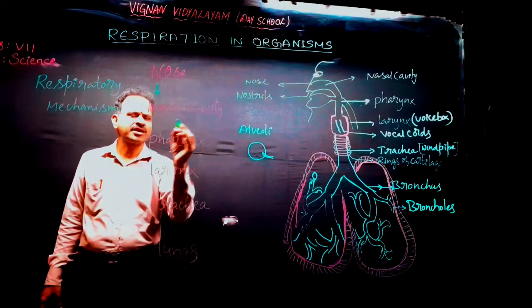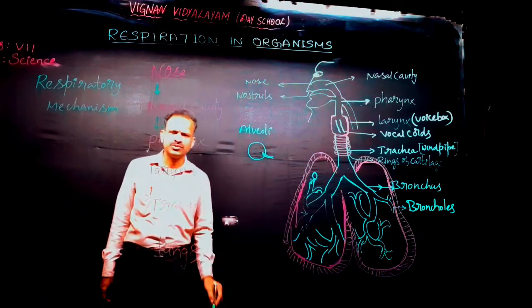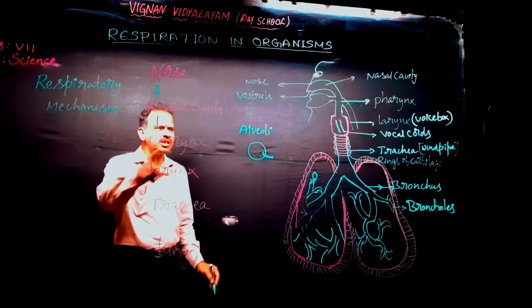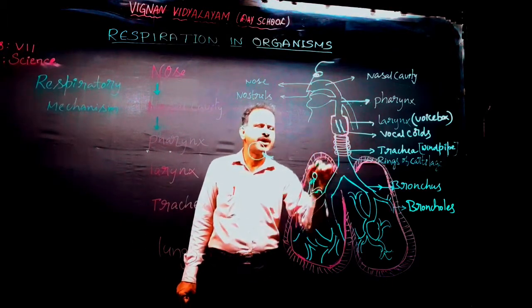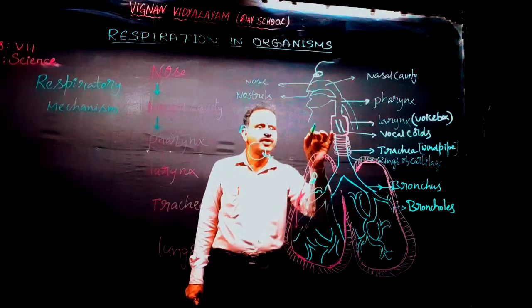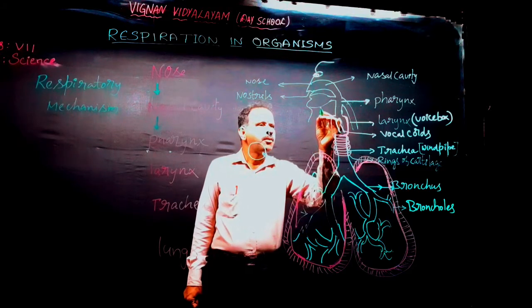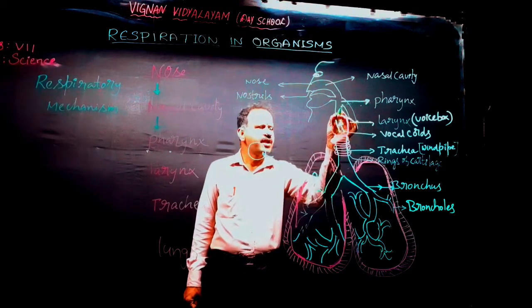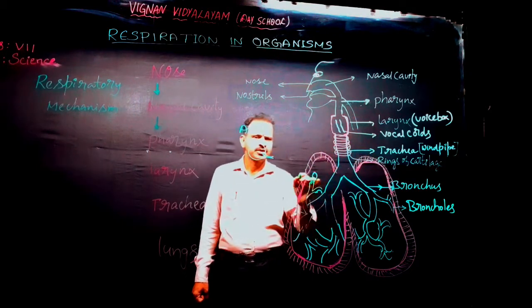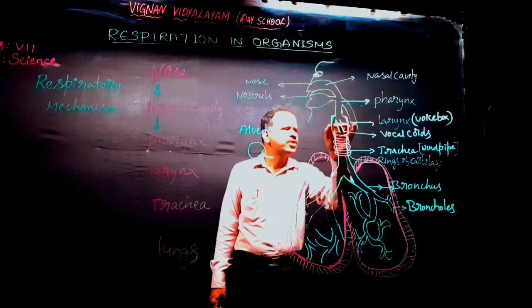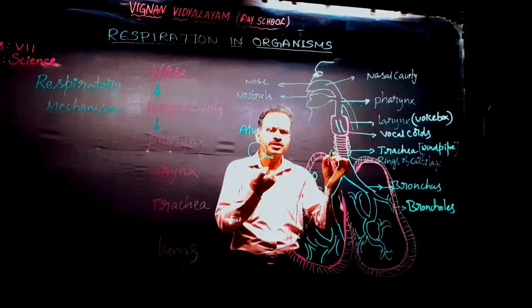Then the air from the nasal cavity enters into the pharynx. Children, here the food can pass to the pharynx, air also can pass to the pharynx. Then what will happen if the food passes through the pharynx and enters the esophagus or food pipe? No problem. But if the food goes from the pharynx into the larynx, then what will happen? It causes some hiccups.